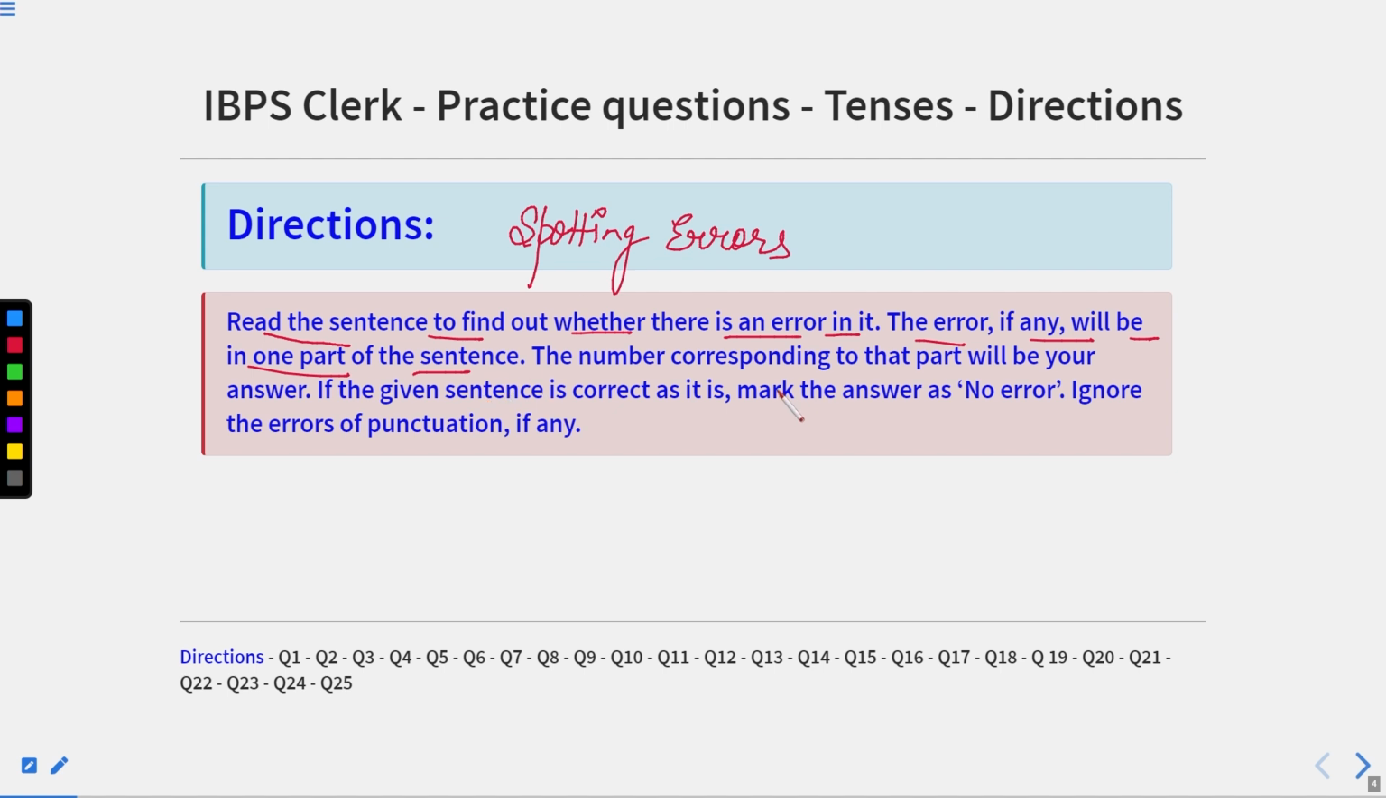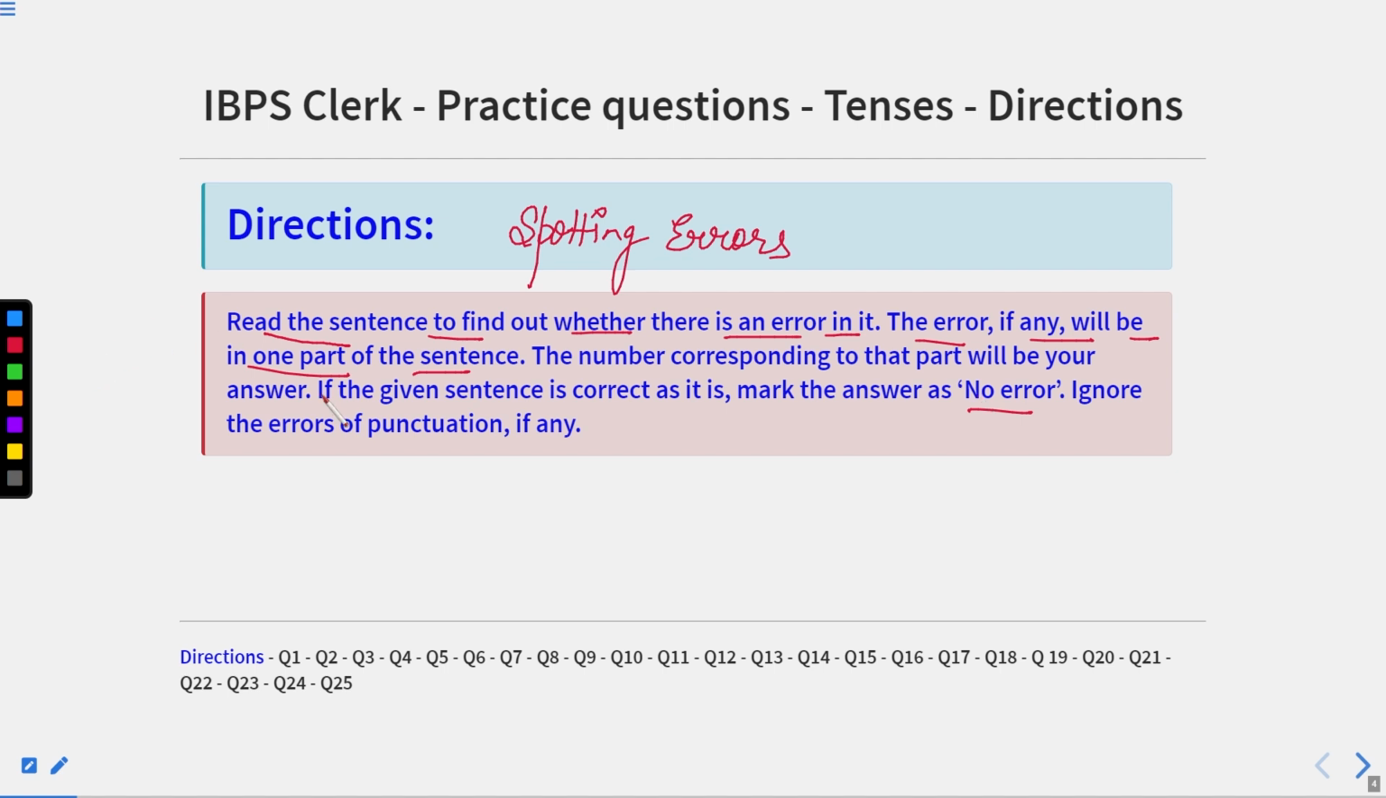The number corresponding to that part that contains the error will be your answer. If the sentence given is absolutely correct, now it can happen that the entire sentence is absolutely correct, there is no error in the sentence. In that case, we have to mark our answer as no error because that sentence contains no error.